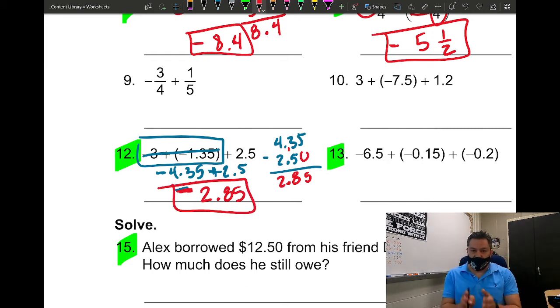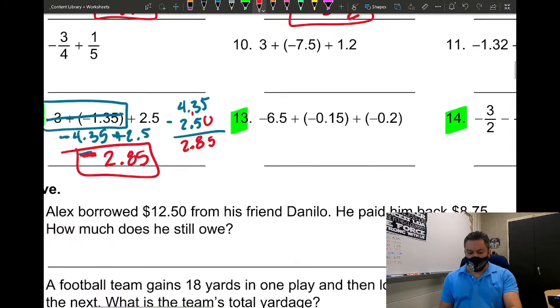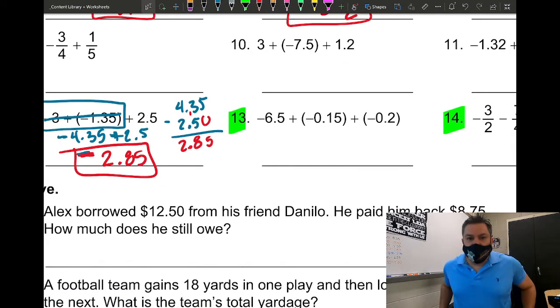Okay, step 1 on this one. Combine like terms. We don't have any x's or variables or anything like that. So my like terms are going to be those with the same sign in this case. And then you can move on. Number 13 is the same thing. However, let's look at the signs.